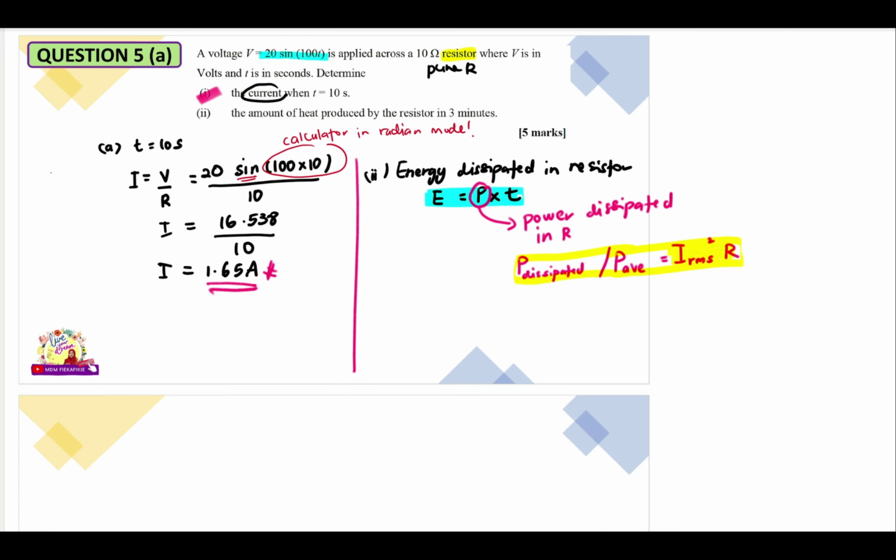Okay, this one. Okay, jadi sekarang kita boleh kira lah. Kita boleh kira, kita boleh masukkan dalam ini. E is equal to power, kita nak masukkan tadi kan, I RMS squared R times dengan T. Kan nak darab T. Okay, cumanya sekarang untuk I RMS kita tak ada nilai. Kita tak ada nilai I RMS. Okay, tak boleh ya, you ambil I ini 1.65 ni tak boleh. Okay, this is the current at T is equal to 10 second.